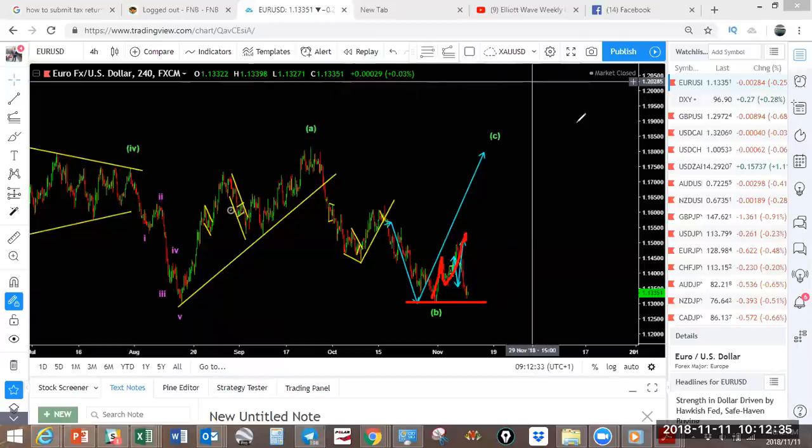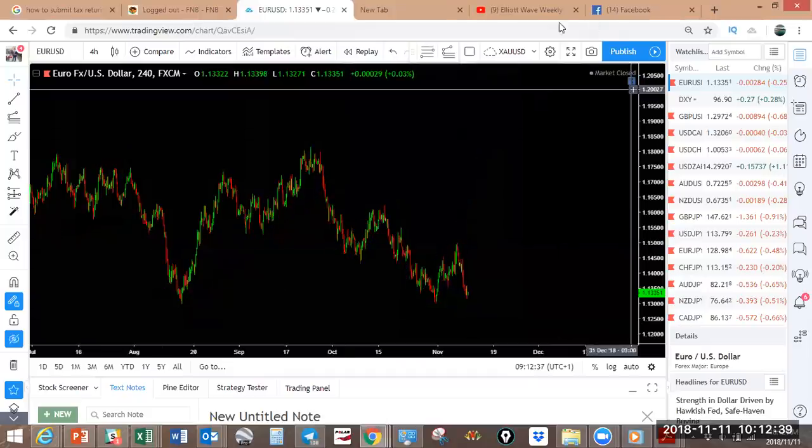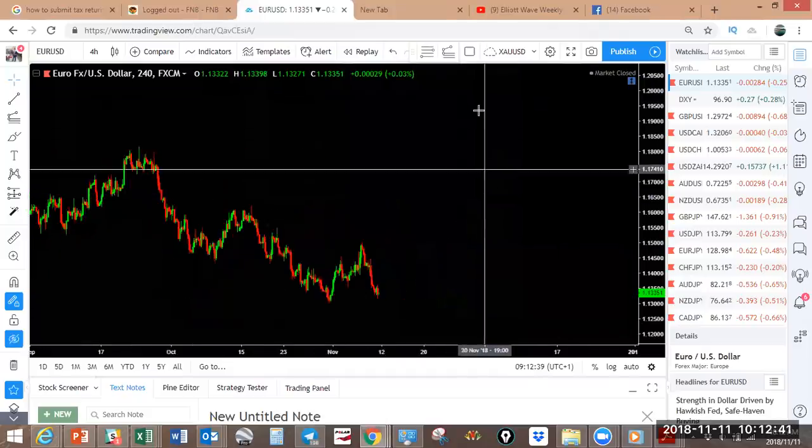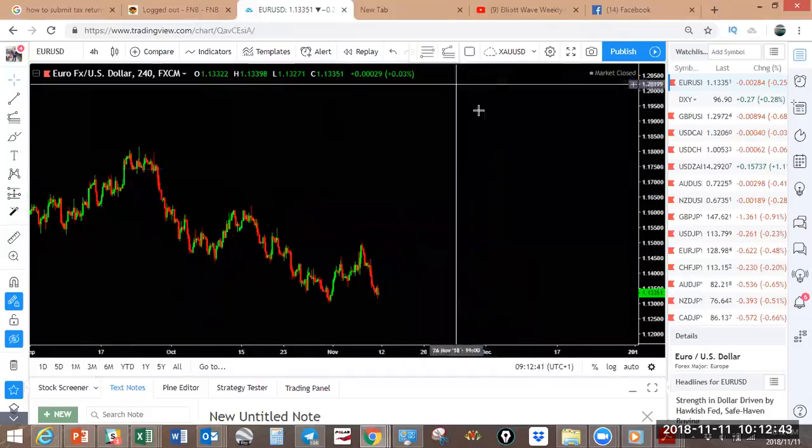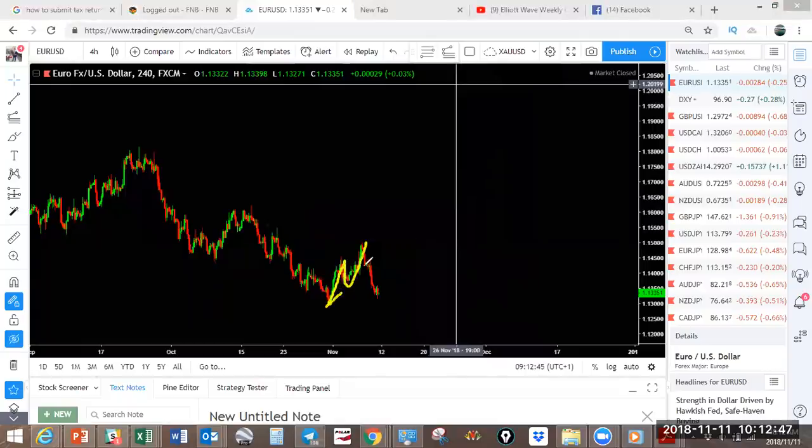So when it becomes a corrective structure, this is what you simply do. I'm going to remove the labels there. You can clearly see that it makes a 3-wave move. A 3-wave move is a corrective move. 1, 2, 3. There's no way you can go and buy a structure like this. You can clearly see that this is a 3-wave move and it is not going up strongly.